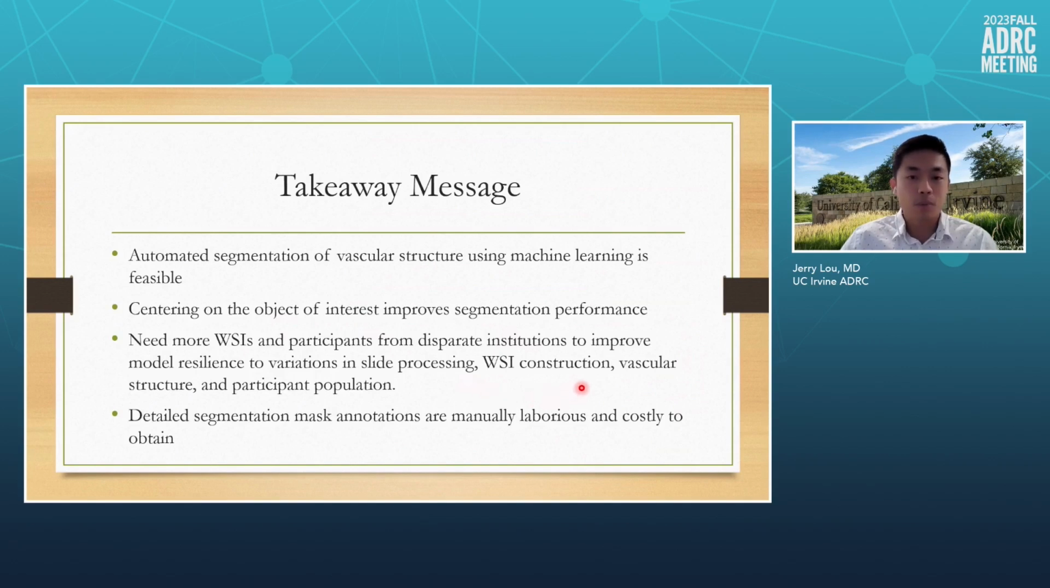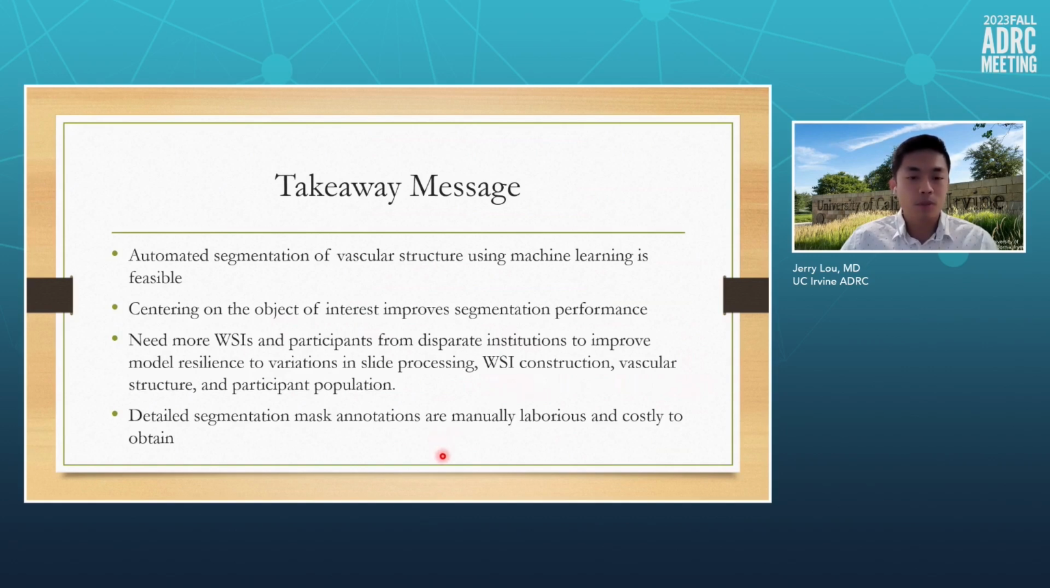Also, even depending on the vendor that you use to create the whole slide image, that can create different artifacts in the way the whole slide image looks, and that affects model performance. And of course, sometimes if you have more whole slide images, you'll reveal a greater variety of vascular structure that could challenge the model. And then also you could have a different participant population.